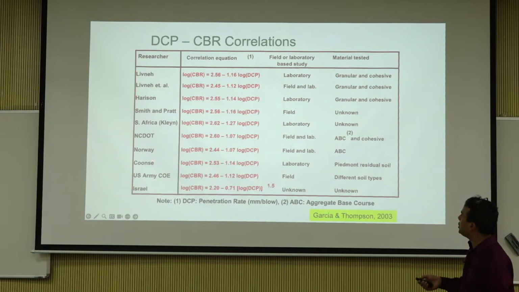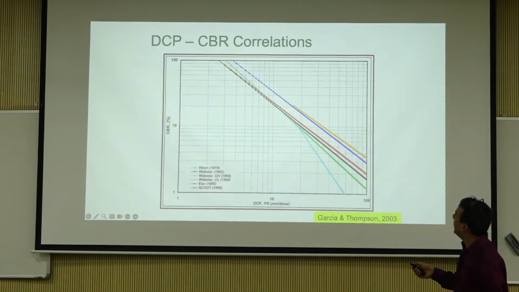The Klein equation is what I use the most. It has worked very well for me and for all projects that I have been involved in. North Carolina DOT developed something, Norway, US Army Corps of Engineers, Israel, Livne, I think they are also, I don't know where they're from, but yeah. And then you have CBR.